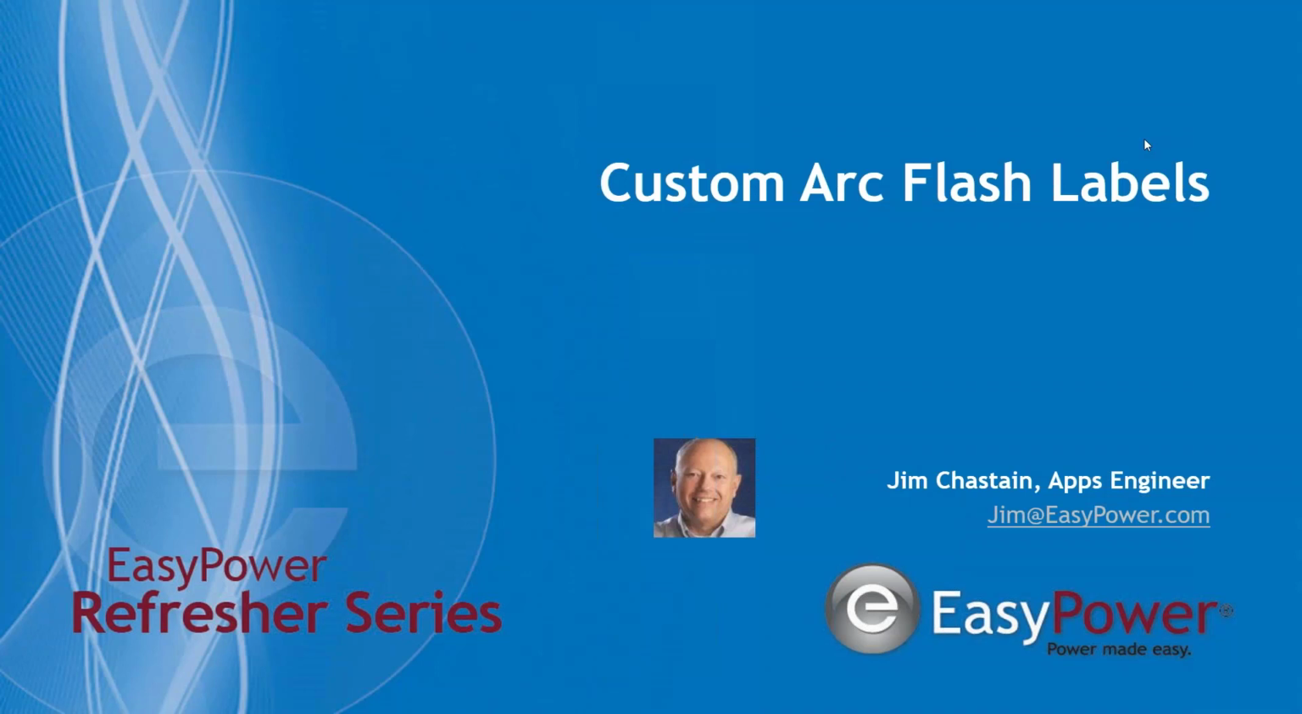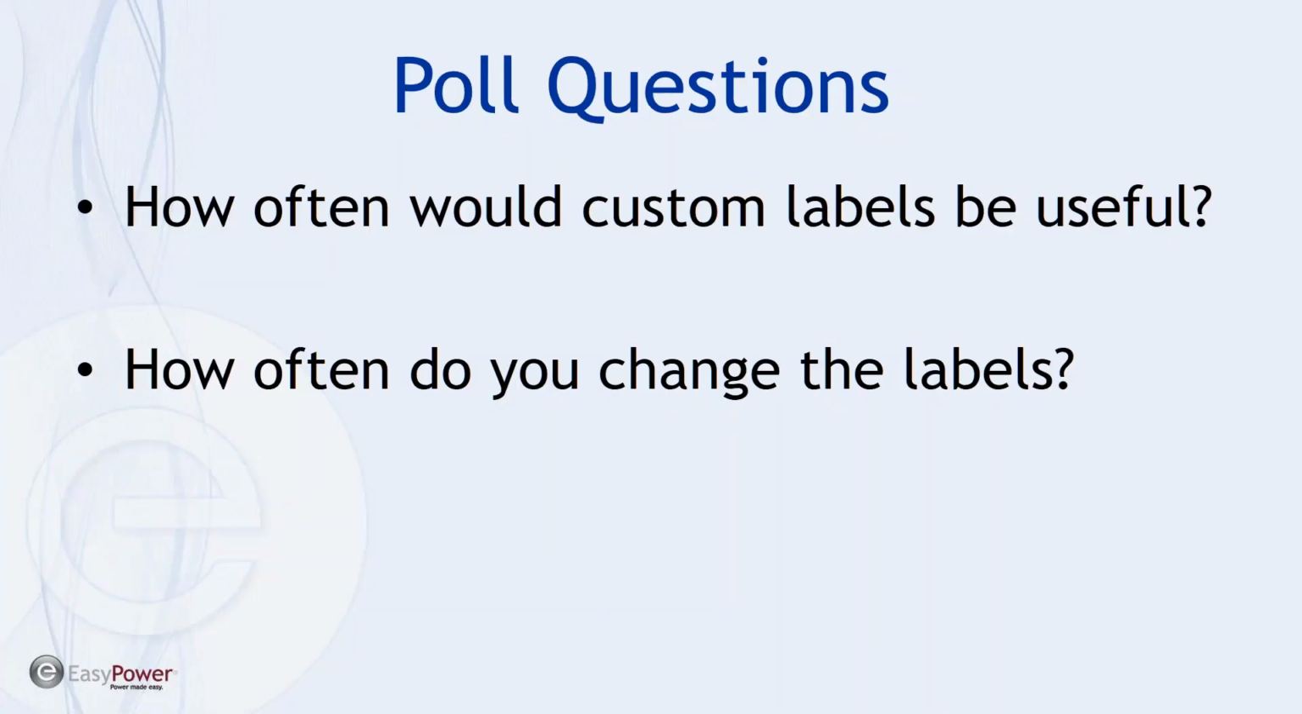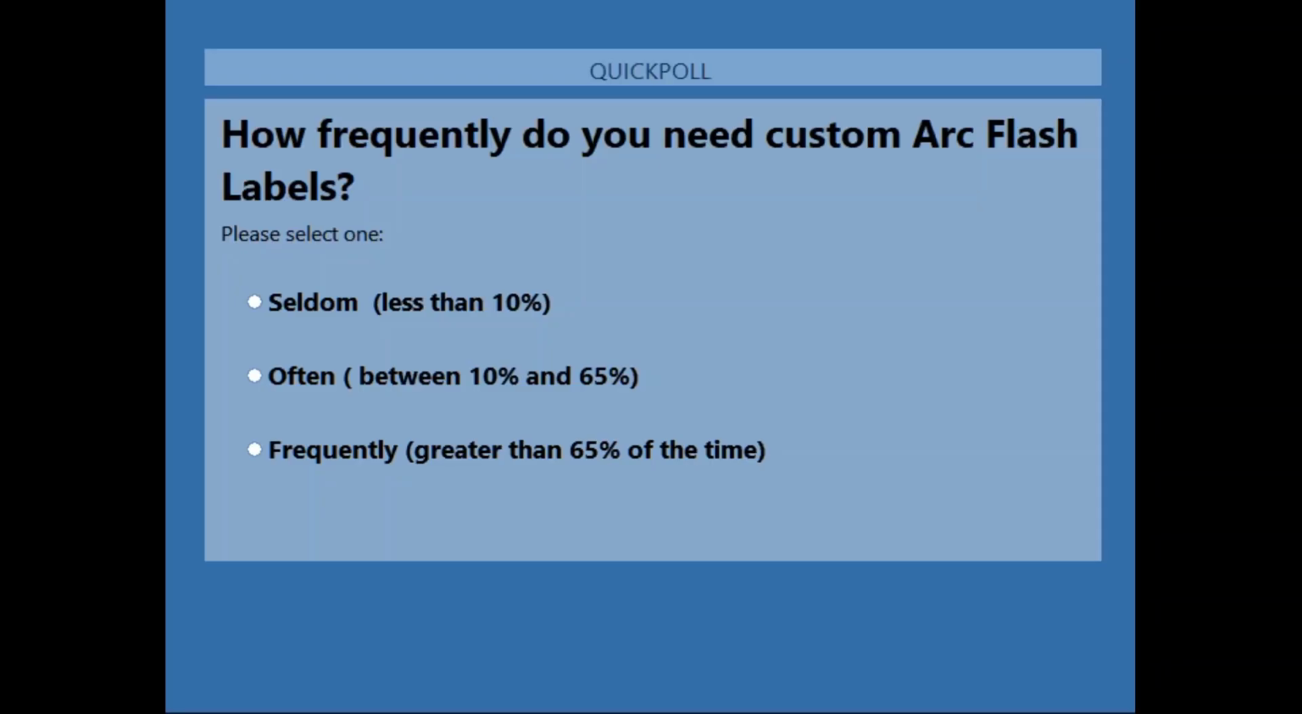Today we're going to be talking about custom arc flash labels in EasyPower. And as always, I'd like to start with a poll question. If you would please participate. Today's question is about labels. So if you would please vote on the topic: how often would custom labels be useful?